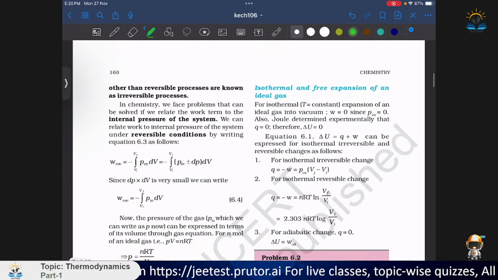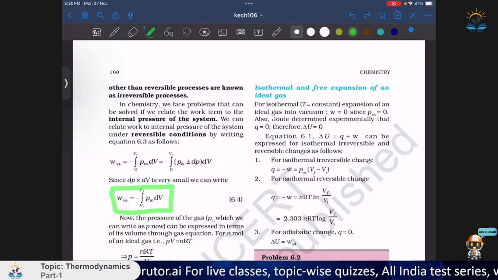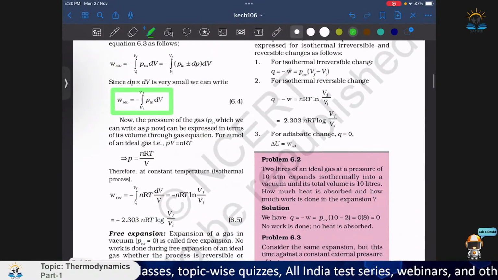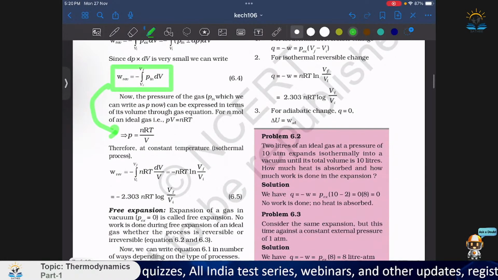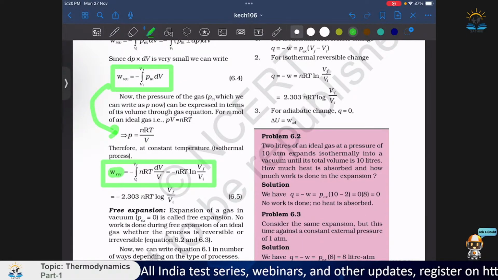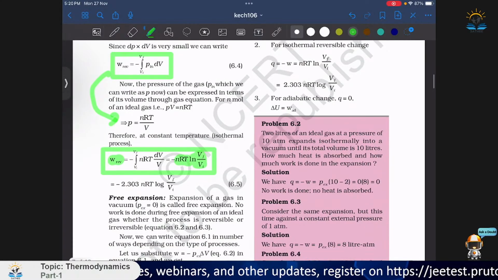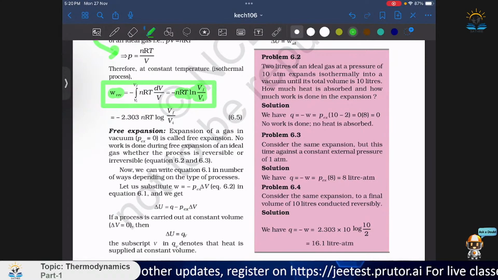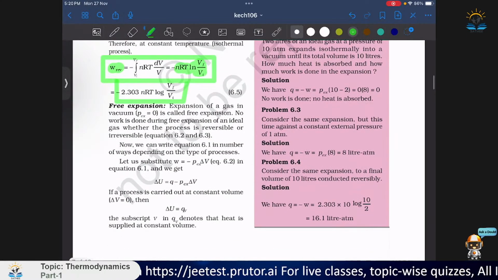For reversible condition, we have one more formula of work. This is the work of a reversible condition, and manipulating it by using the gas law, we have a few more formulas. The reversible work is equal to minus nRT ln Vf by Vi, or integration of the derivative. Okay. And if we change it into the logarithmic scale, we will get minus 2.303 nRT log Vf by Vi.